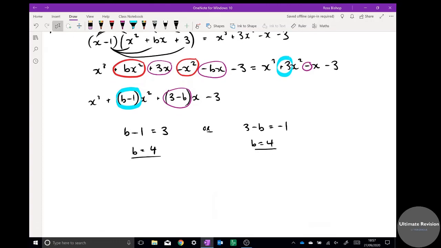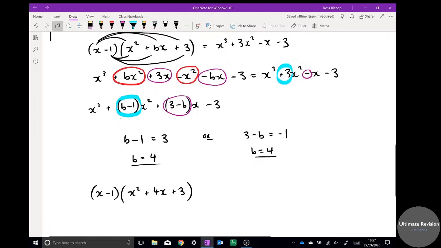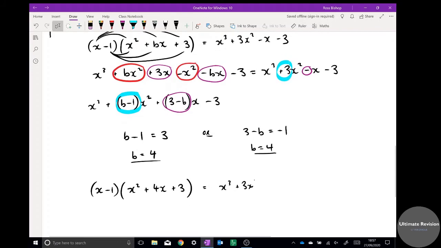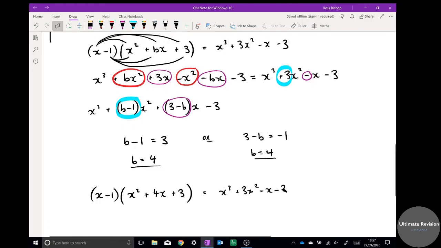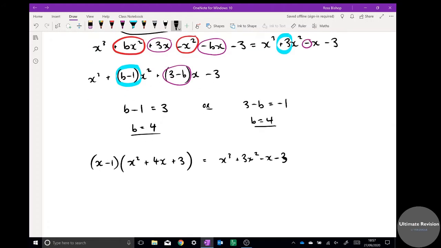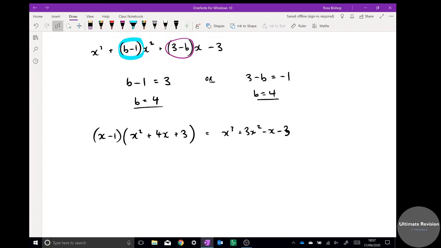So my final answer is, I know it's going to be x minus 1, and the other factor is going to be x squared plus 4x plus 3. That will equal the cubic. And I can keep going because I check, can that quadratic be factorized again? And I think it can be. So my final answer is going to be x minus 1. I can factorize this, x plus 3, x plus 1. And that is the cubic factorized.